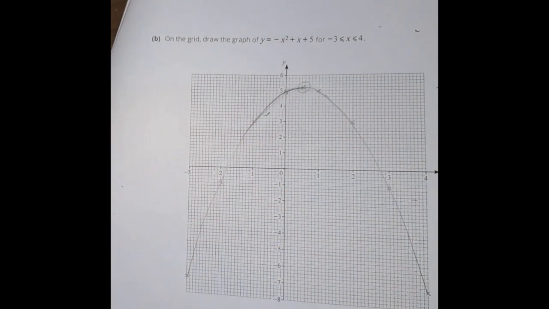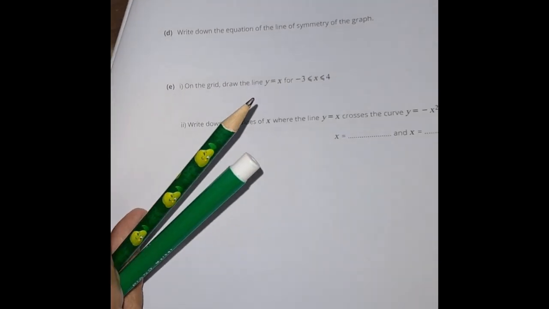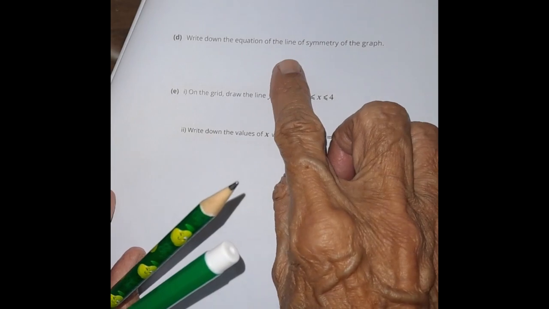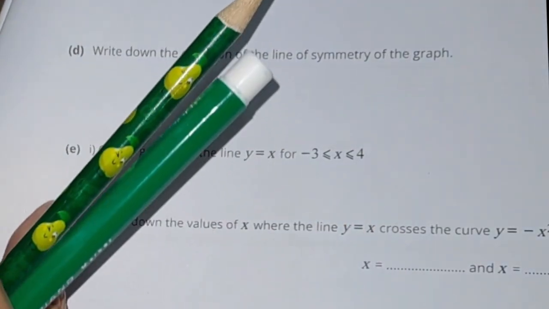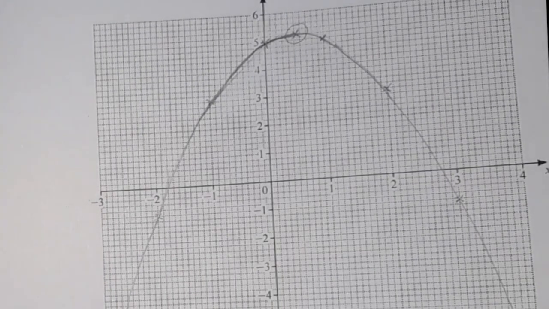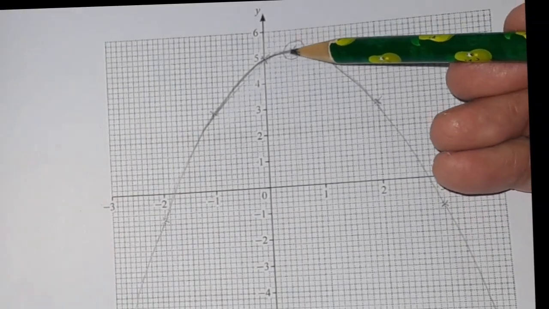So we have 2 more parts to do for this question, and they are, write down the equation of the line of symmetry of the graph. Now line of symmetry will be a vertical line of symmetry would be a vertical line from here.